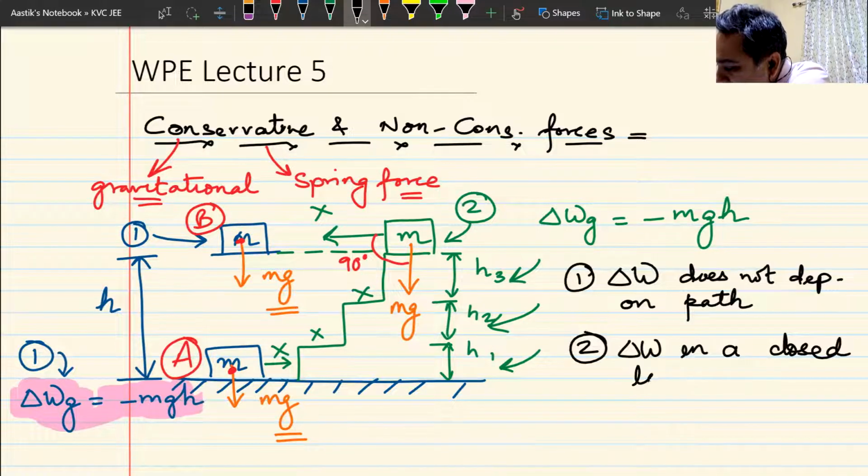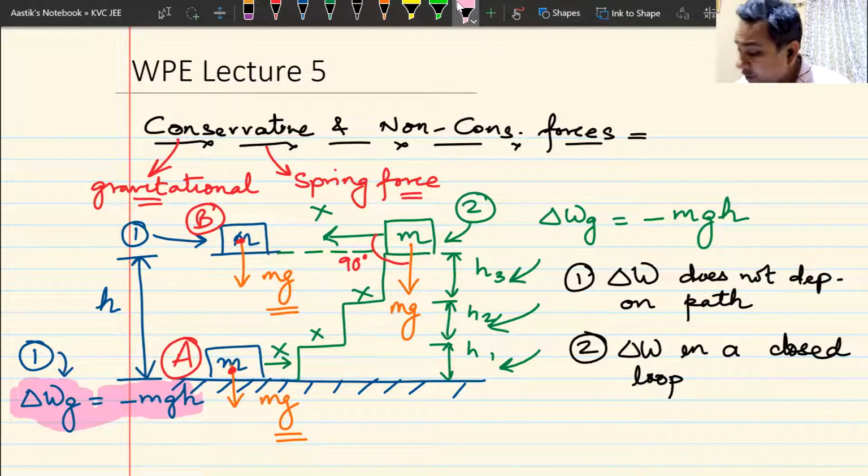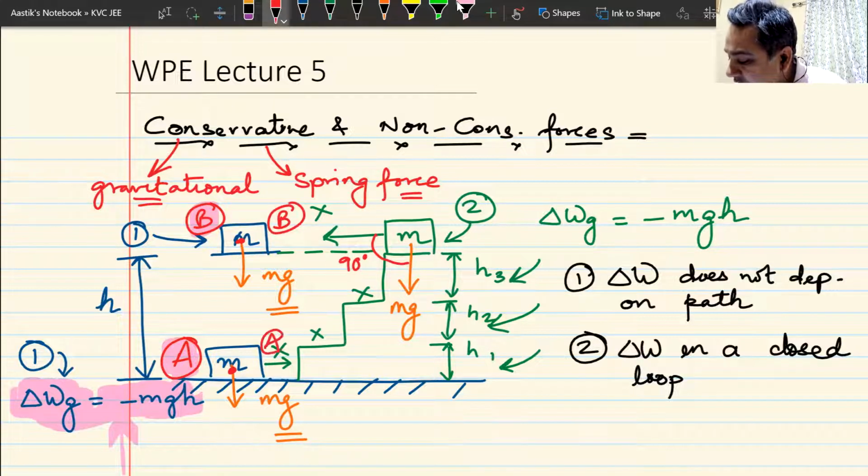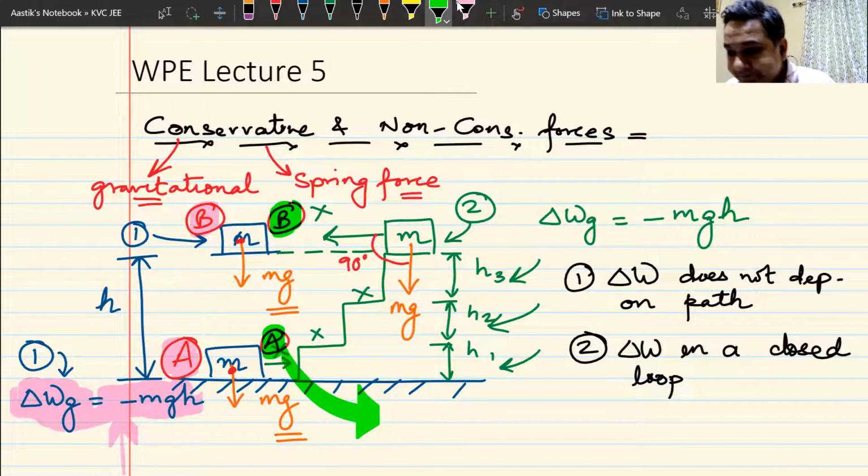What do I mean by closed loop? Let us take an example. Here, I start from point A. I lift the block to point B. Very simple. Work done by gravity is minus mgh. We have seen that. Now I do the reverse process. What is the reverse process? Reverse process is ulta. I start from point B and come to point A, the green process. What will be the green work done by gravity?